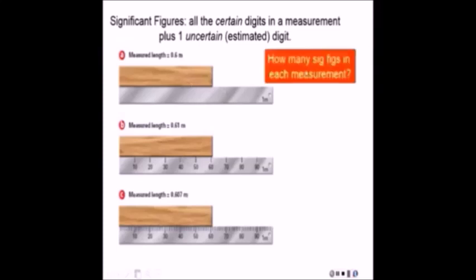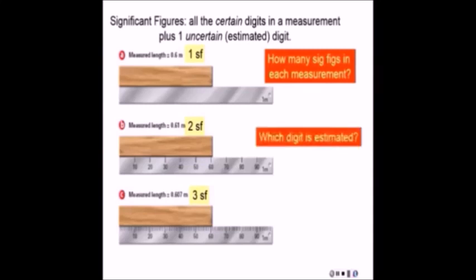So, first question is, how many significant figures will be in each measurement? Well, for A, it's going to be 1. For B, it's 2. And for C, it's 3. The only number that wasn't a significant figure was a 0 in front of the decimal point. Its whole function is to make you note that there's a decimal point there.